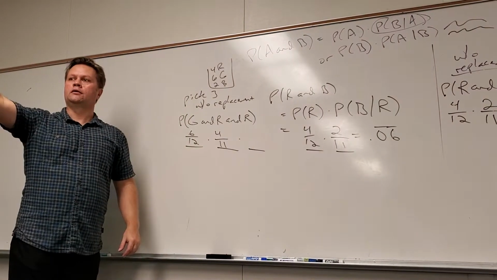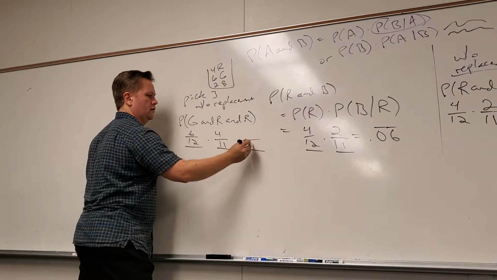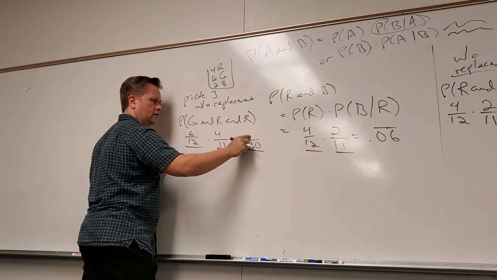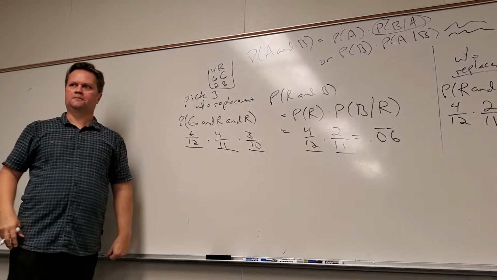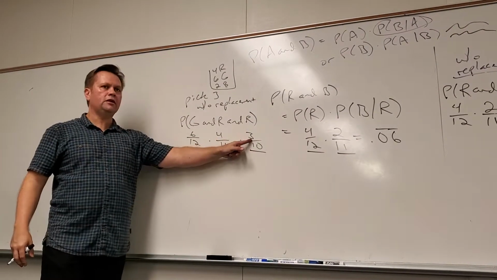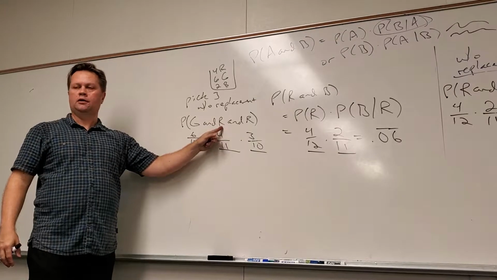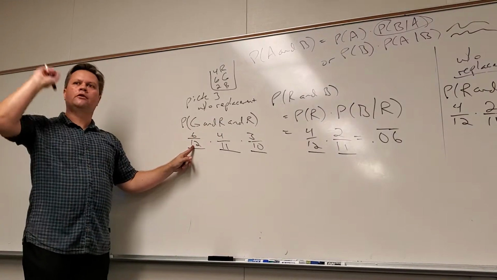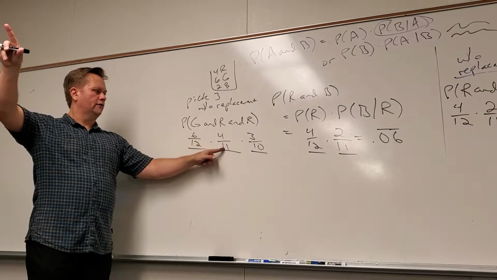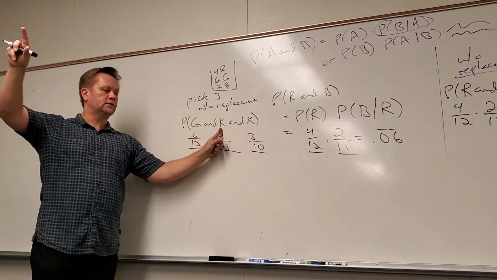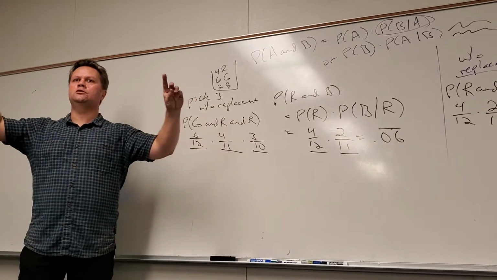Throw that away. So what's going to be in the bottom now? 10. And what's going to be at the top now? 3. Why is there a 3 there? Because I just threw a red chip away. Pick a green, that's that chance. Throw that away. Now there's out of 11. Now I lost a red one, so the top's got to change also.